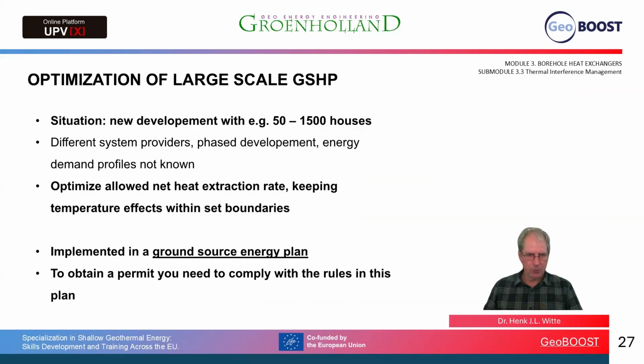Now, another issue would be the optimization of large-scale ground source heat pump systems. A new development with 50 up to 1,500 houses, not uncommon in the Netherlands, where we have several different installers doing little batches of houses. The whole project may be phased over 2 or 3 or 4 years. And also when we're doing it, we don't yet know what houses are going to be built exactly. So we do not know the energy demand profiles at this stage. What we can do, however, is to optimize the allowed net heat extraction rate.